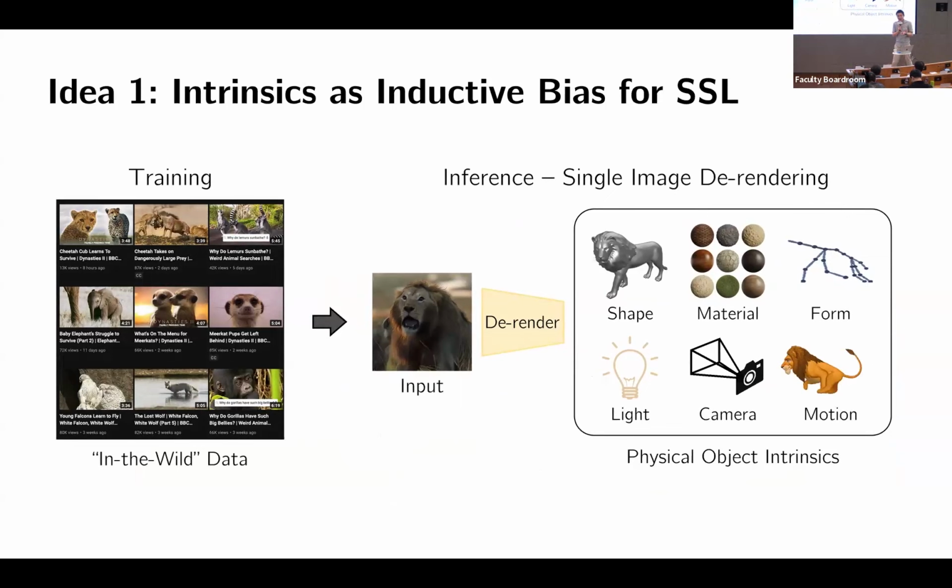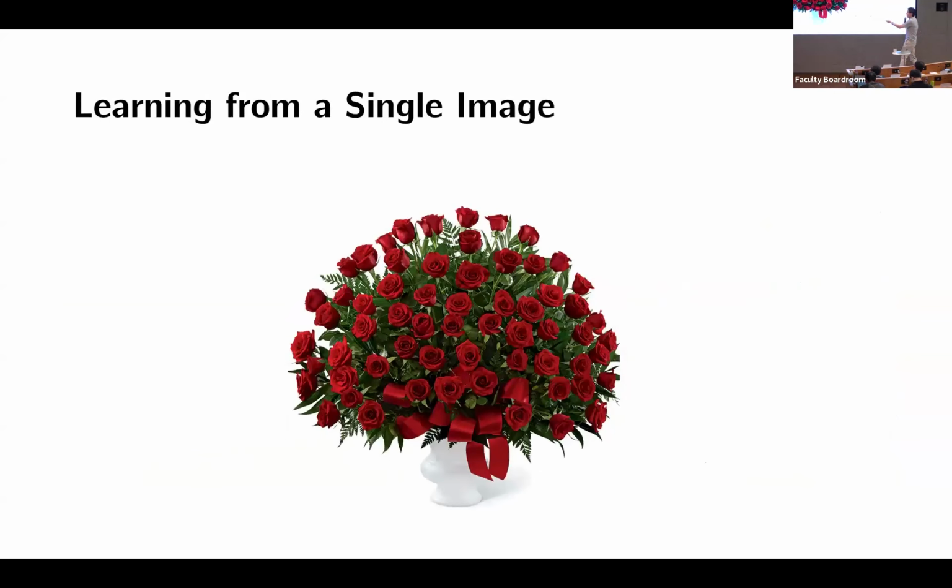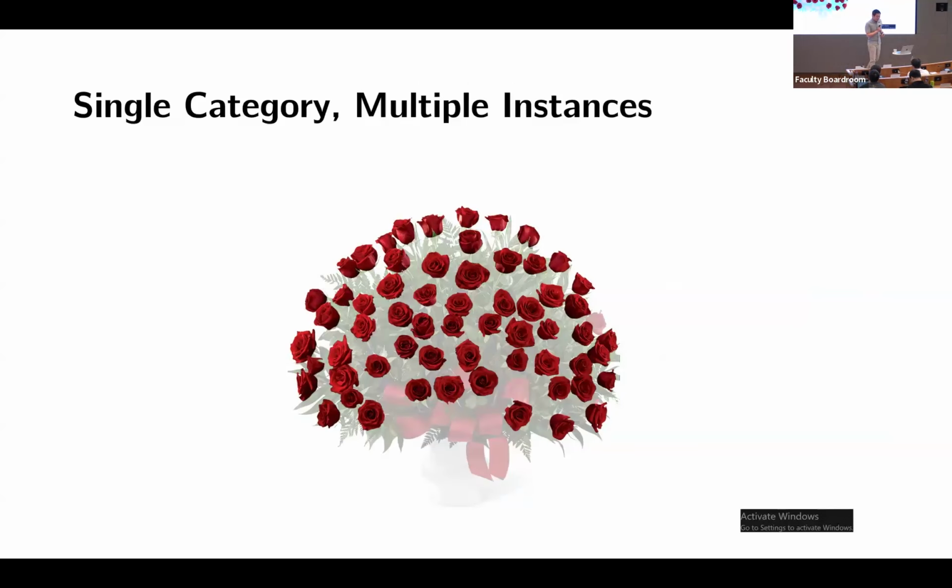So I'm going to give a few examples of what we did in this line of work following this paradigm. One example is the case where we have a bouquet of flowers. In this case, I have 50 roses roughly in this bouquet. And I understand these are different roses. So maybe I want to ask, what makes these roses look all similar? They're not identical, but they look kind of similar.